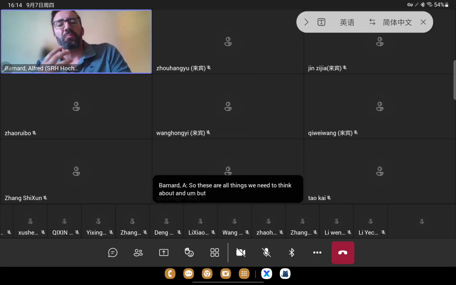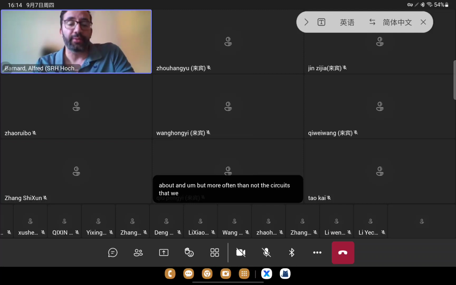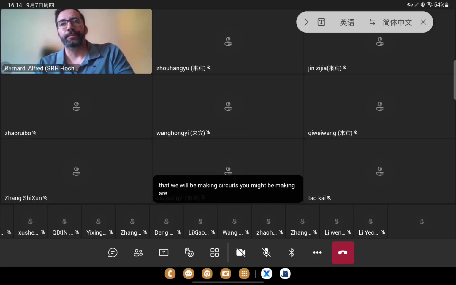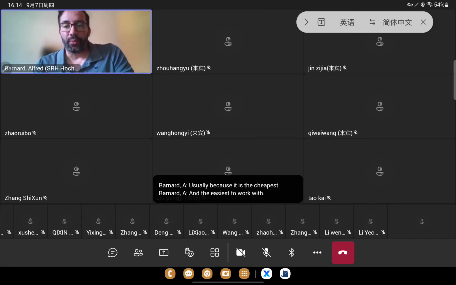But more often than not, the circuits that we will be making, or that you might be making, are made of copper. It's usually because it is the cheapest and the easiest to work with. Right, and I think that's where we left off.